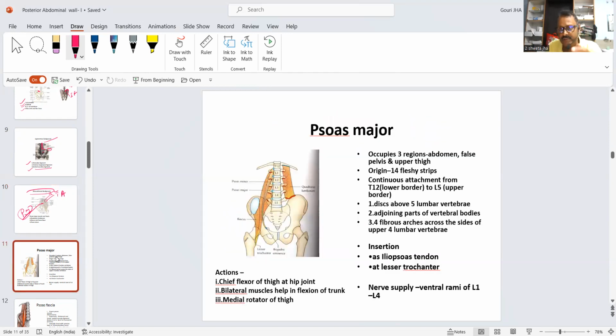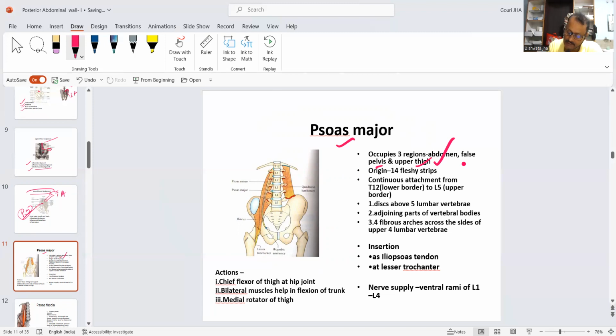So coming to the first muscle, the Psoas major muscle. We have the Psoas major, then Quadratus Lumborum, then the transverse abdominis. We need not read the transverse abdominis over here, because it is considered under the heading of the anterior abdominal wall. The Psoas major muscle occupies three regions. What are those regions? The abdomen, then the false pelvis, and the upper thigh. It does not enter into the true pelvis.